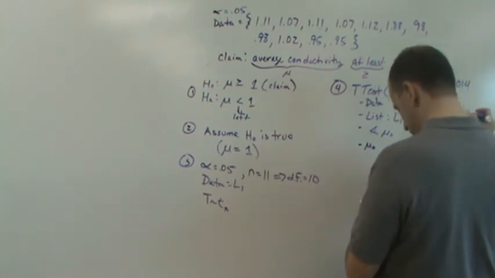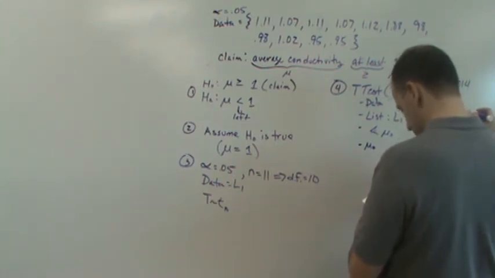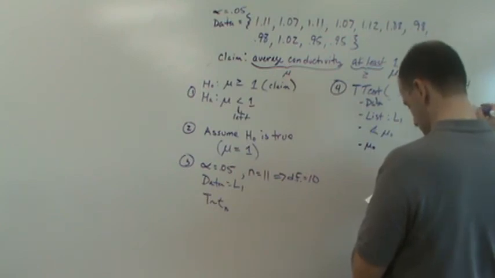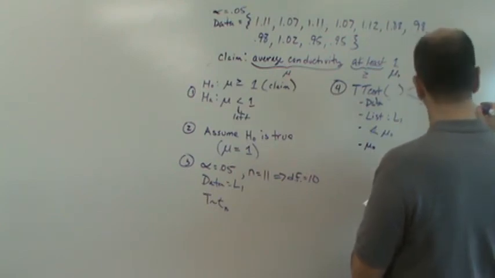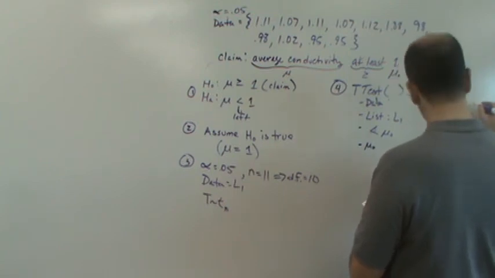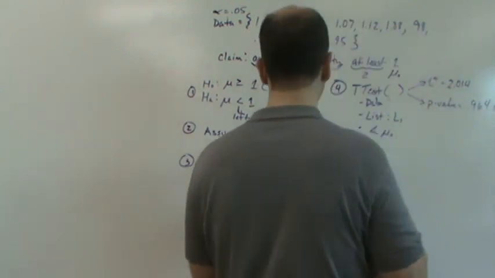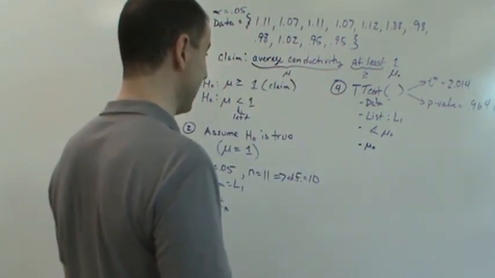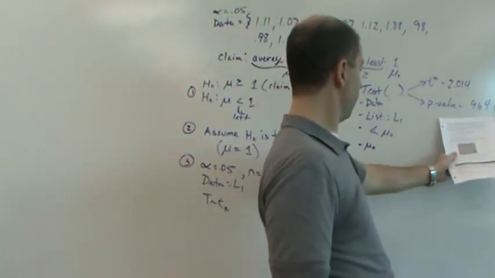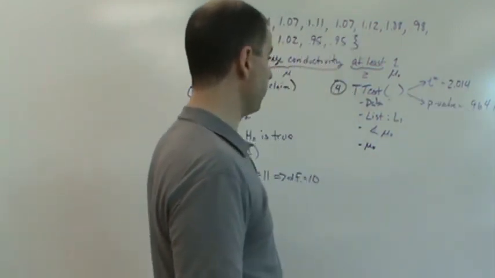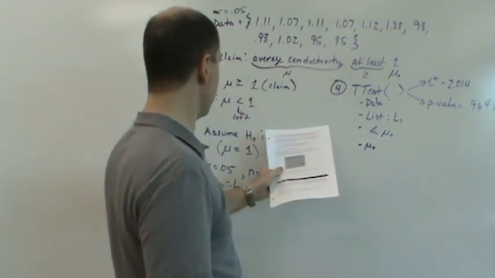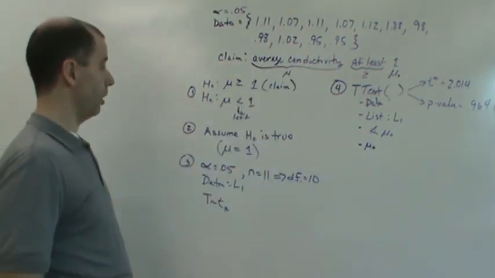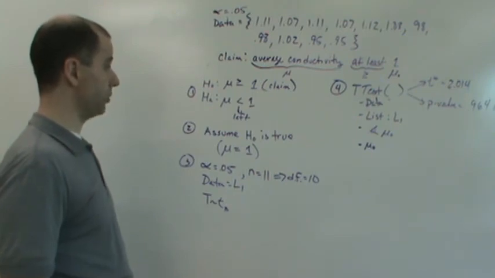And my p-value is 0.9641. Okay, so now my test statistic is this, my p-value is this. So obviously from the p-value, I'm not going to reject the null. I'm going to fail to reject the null.